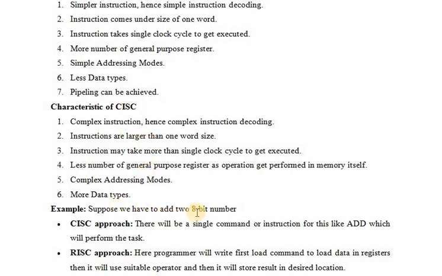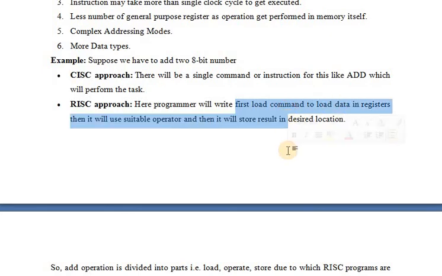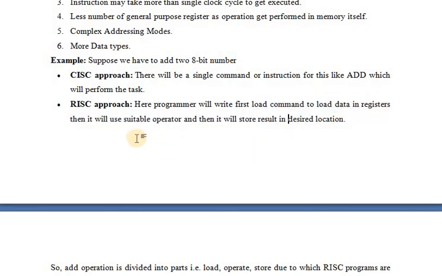Suppose we have to add two 8-bit numbers. In the CISC approach, there will be a single command or instruction for this add, which will perform the task. In the RISC approach, the programmer will first write a load command to load the data into the registers. Then it will use a suitable operator, and then store the result in the desired location. So in RISC it is stored in registers, but in CISC it can be memory to memory, register to register, or memory to register.